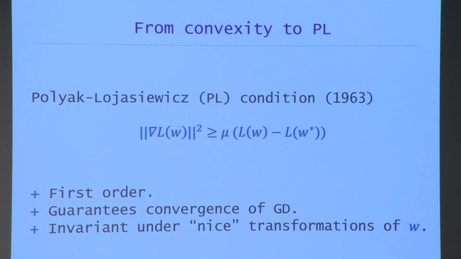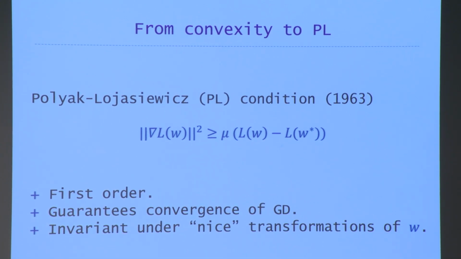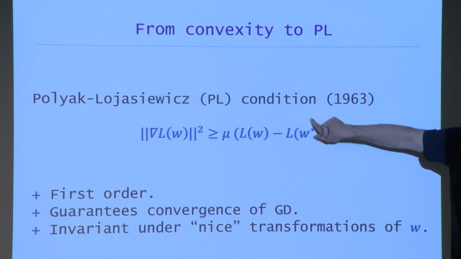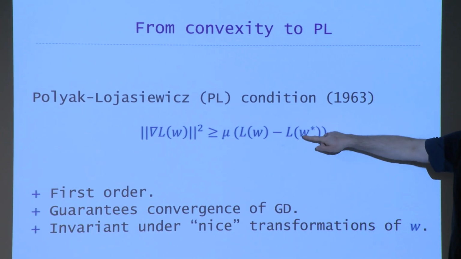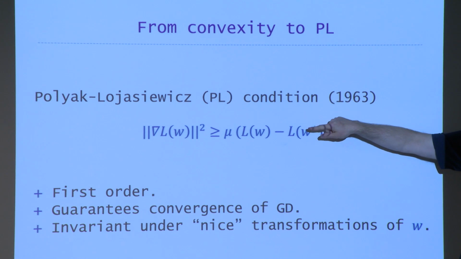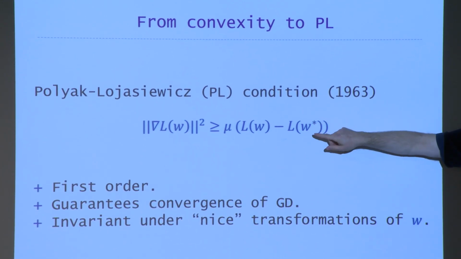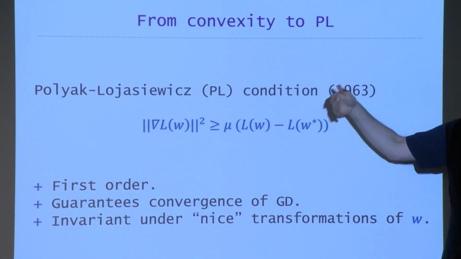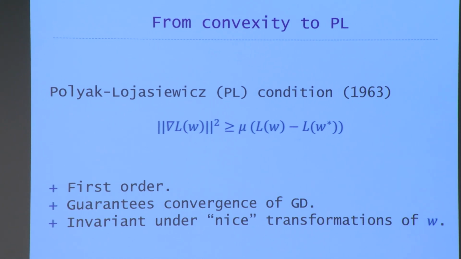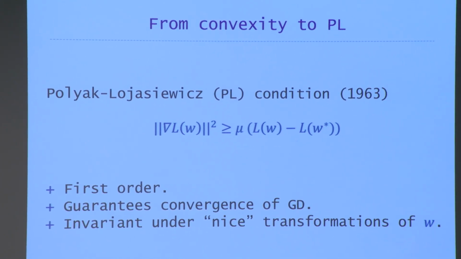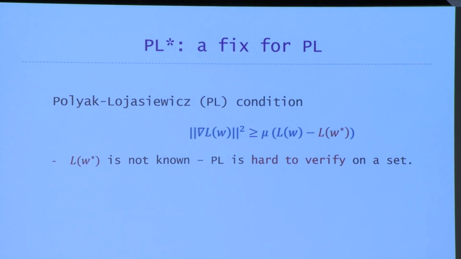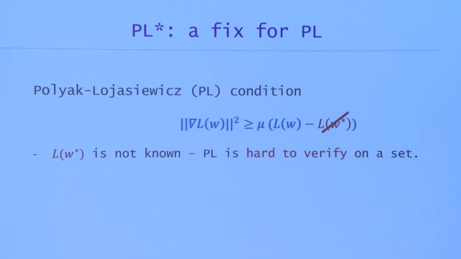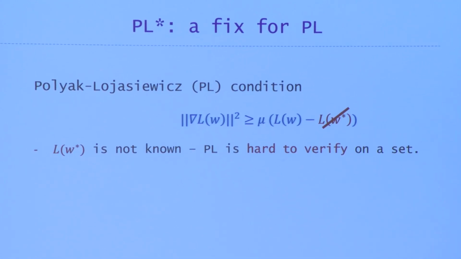The only problem with this is that it's kind of annoying because to show this condition, you have to know something about the minimizer, the value at the minimum. It's a bit of a chicken and egg problem, because you want to prove something about W star or L of W star, but how do you know this? Well, you don't know it until you have this condition. But there is a very simple fix, which we call PL star, which is simply the following. You just remove this term. You just replace it with 0. If you don't like something, just cross it out.